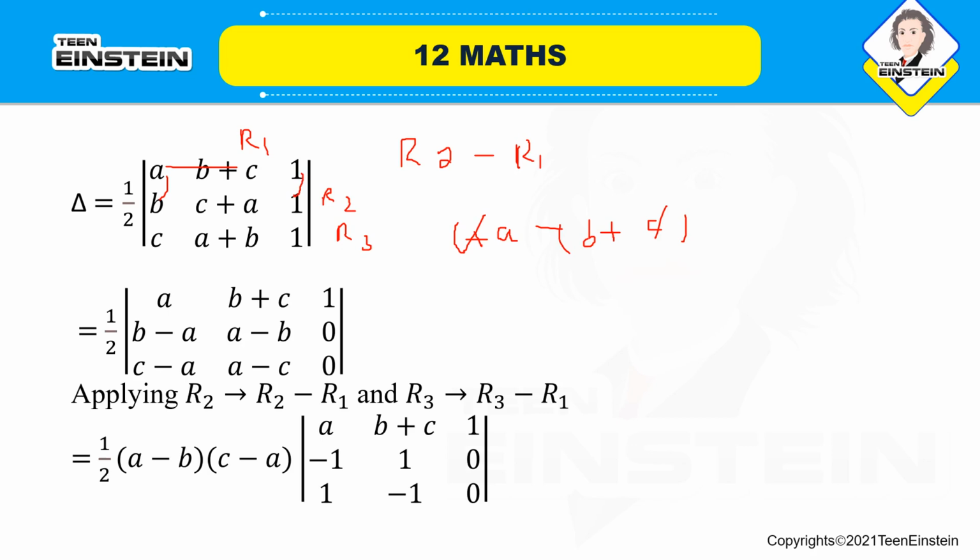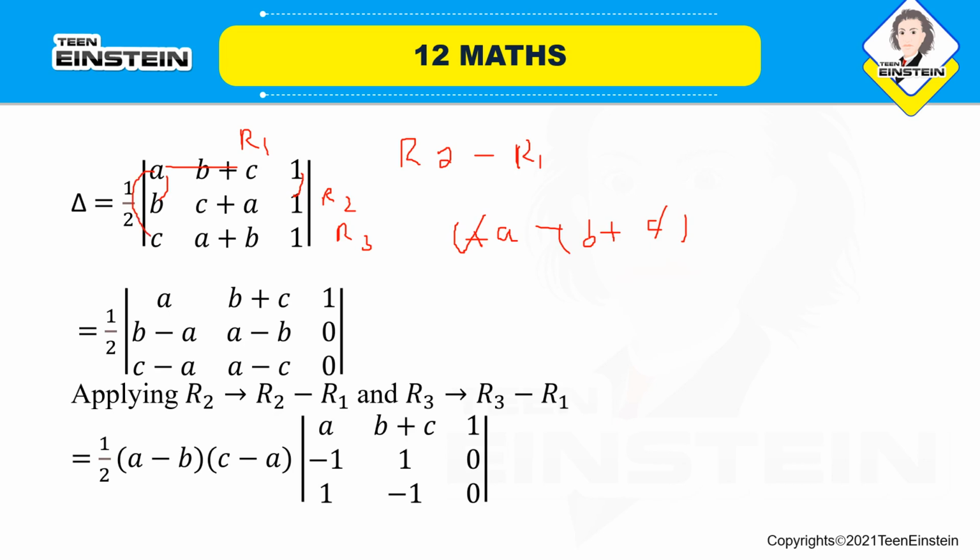Similarly, use the row operation that R3 goes to R3 minus R1. Subtract the elements of R1 from R3. Okay. The elements of R1 are A, B plus C, 1. The elements of R3 are C, A plus B, 1. So subtract the elements of R1 from R3.